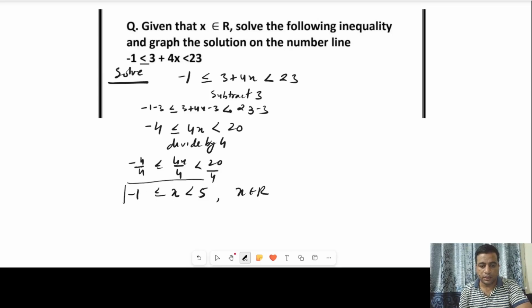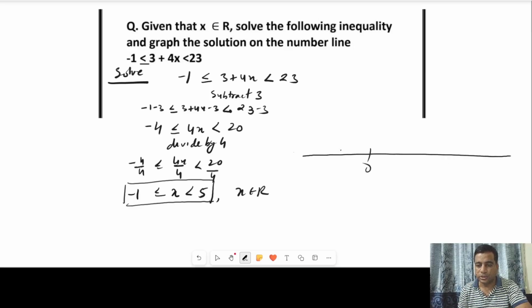So the real numbers from minus 1 to 5. Let this be 0, minus 1, 1, 2, 3, 4, 5. It is given that equality is included with minus 1, which means minus 1 is included, and x is strictly less than 5, which means 5 is excluded. So all the real numbers lie between minus 1 and 5. It's your region, minus 1 to 5. Real numbers start from minus 1 and go up to 5.